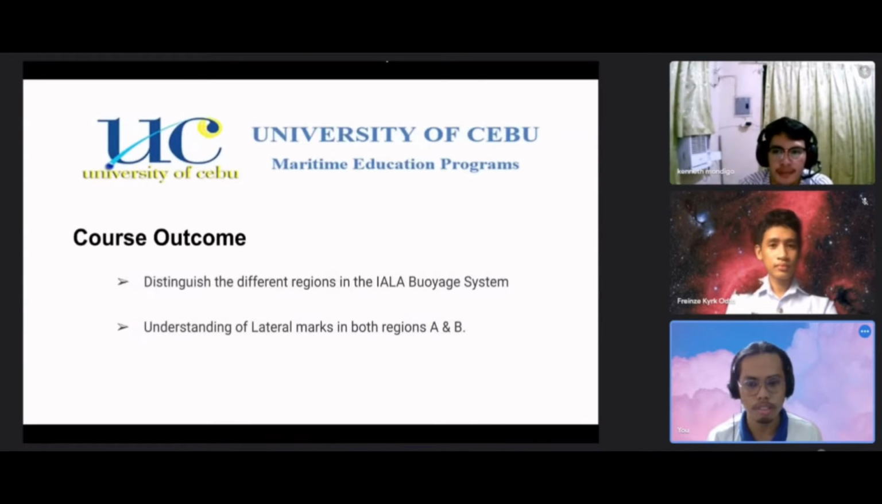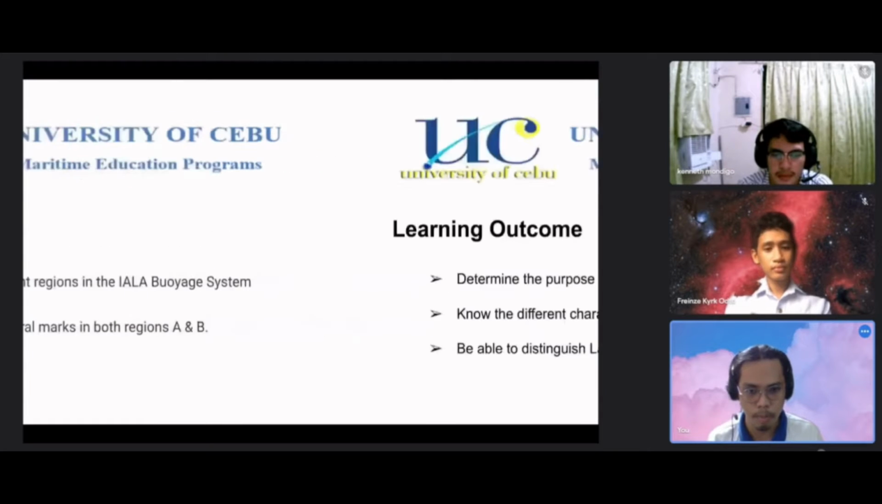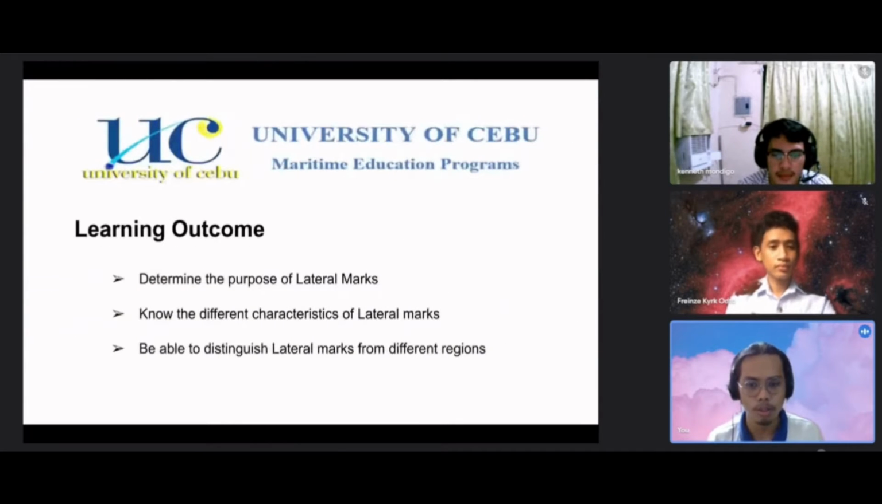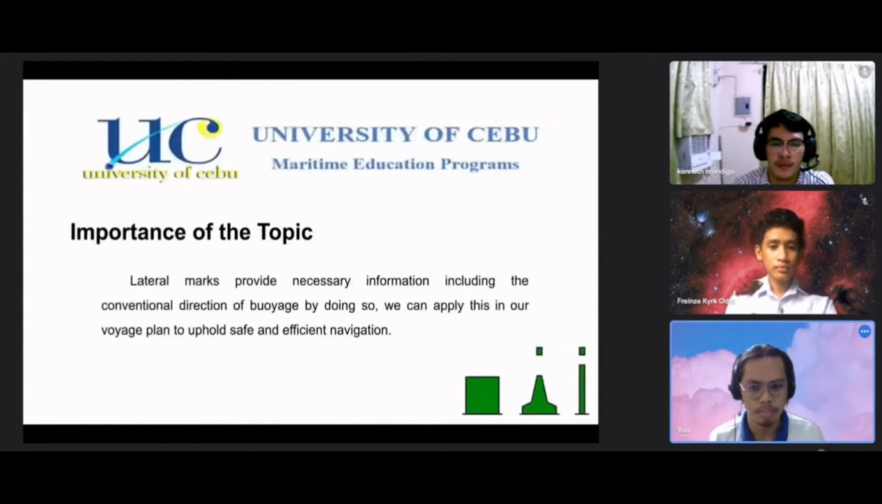Course outcomes. First, distinguish the different regions in the IALA buoyage system. Second, understand lateral marks in both Regions A and B. Learning outcomes. Determine the purpose of lateral marks. Know the different characteristics of lateral marks. And finally, be able to distinguish lateral marks from the different regions.